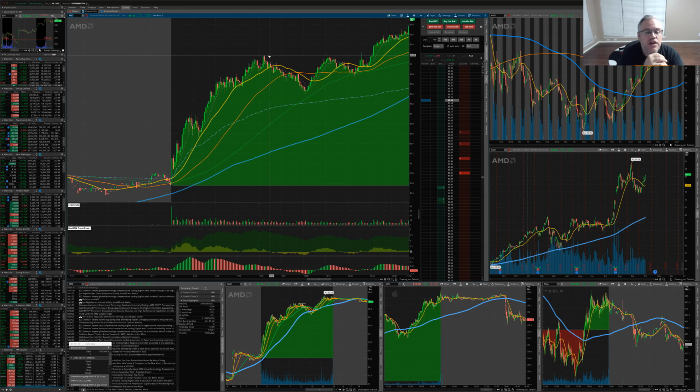How to tell if it's an uptrend or a downtrend, on top of the obvious, which is that when the price is above the moving averages, it's an uptrend, and when it's below the moving averages, it's a downtrend. Well, another way you can see that, even without the moving averages, is the size of the bars.